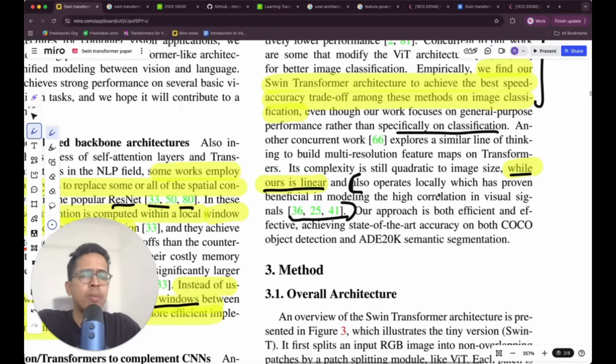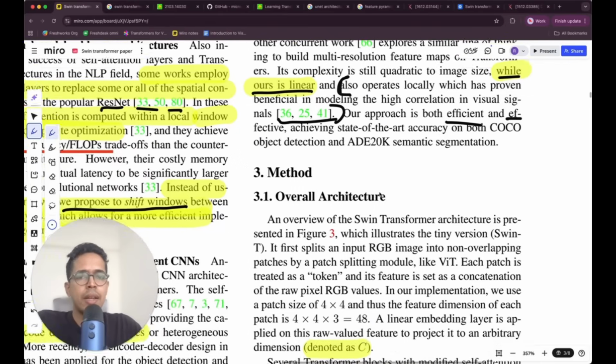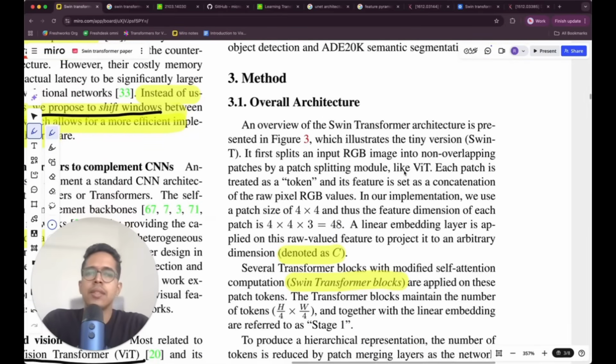I don't want to spend too much time understanding this one sentence because it's inconsequential in the rest of the paper. Our approach is both efficient and effective, achieving state-of-the-art accuracy on both COCO object detection and ADE20K semantic segmentation. So effective because accuracy is high, efficient probably because the accuracy to FLOPs computation ratio is very good. So we'll see. I think that's what they mean by efficient and effective. So that's about the related work, and now let's get into the method section.